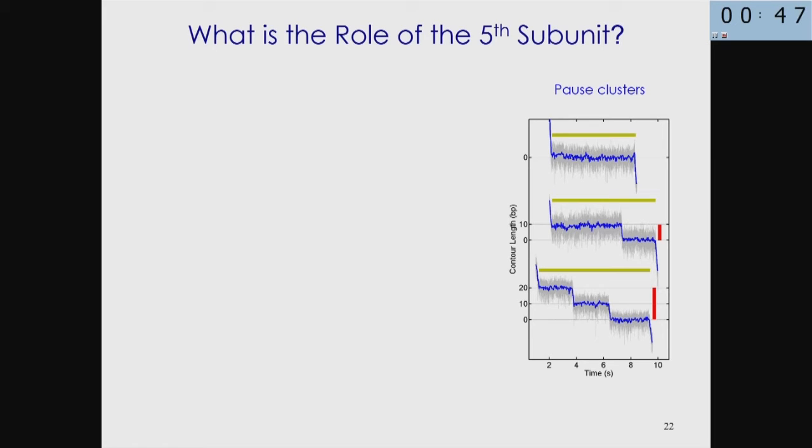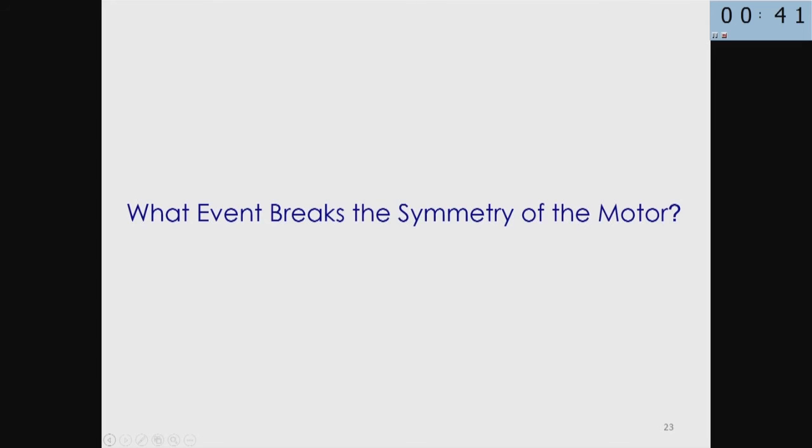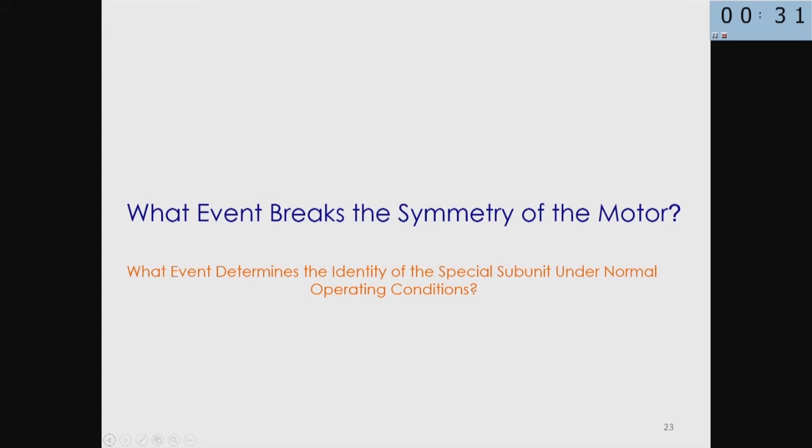How many minutes do I have? 47 seconds. Okay, so I will tell you now what event breaks the symmetry of the motor. There are 5 identical subunits, and one of them becomes different. It turns out that we think that the reason they are different is the following.